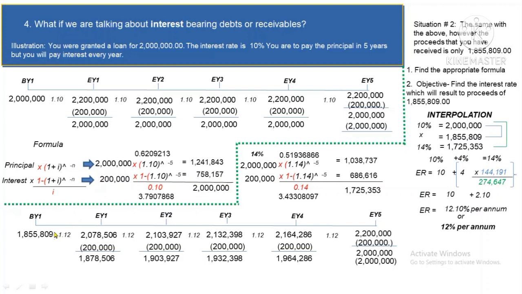1,855,809. Sir, one last thing. This 200,000 is 10% out of 2 million, right? So, the effective rate is already 12%. Do we need to revise the 200,000? No. 200,000 stays as it is. Why? Because you cannot change the fact that you are going to pay 200,000 interest every year as per agreement with the creditor. I hope that's clear.